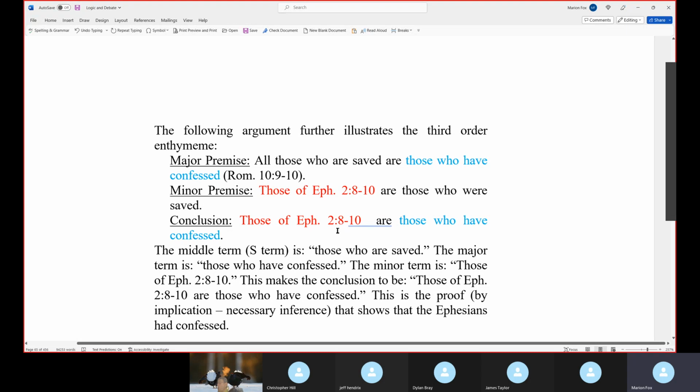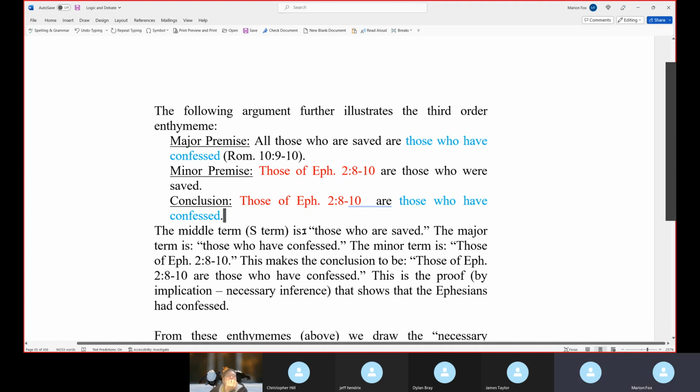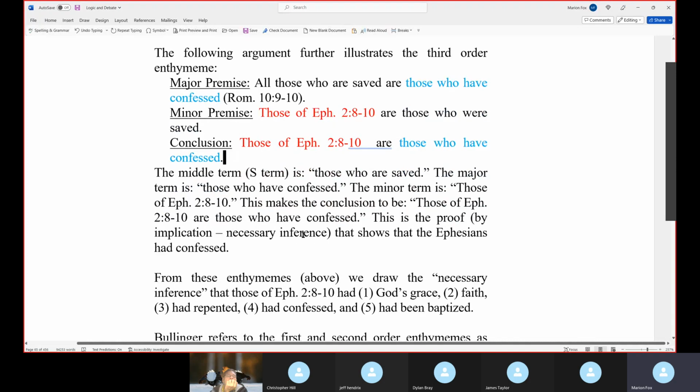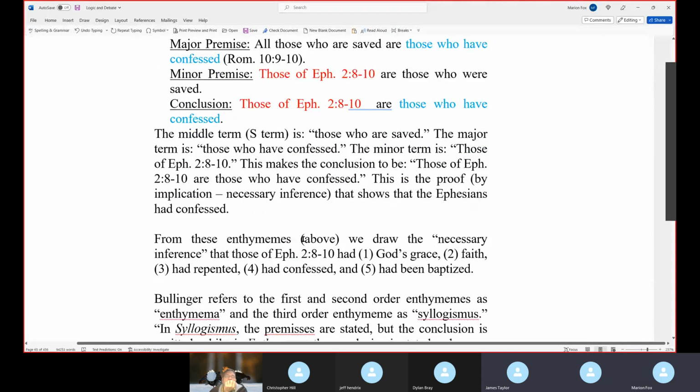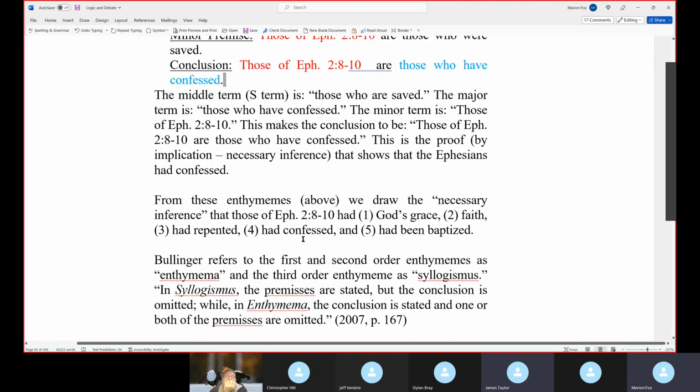So now I've proven that those of Ephesians 2:8 through 10 had the grace of God, they had faith, they believed, they repented, they confessed, and they were baptized by implication. Are there any questions? You don't get excited about this like I do. I think this is really important here. Woo-hoo! I like it. So those in Ephesians 2:8-10 had God's grace, they had faith, they had repented, they had confessed, they had been baptized.